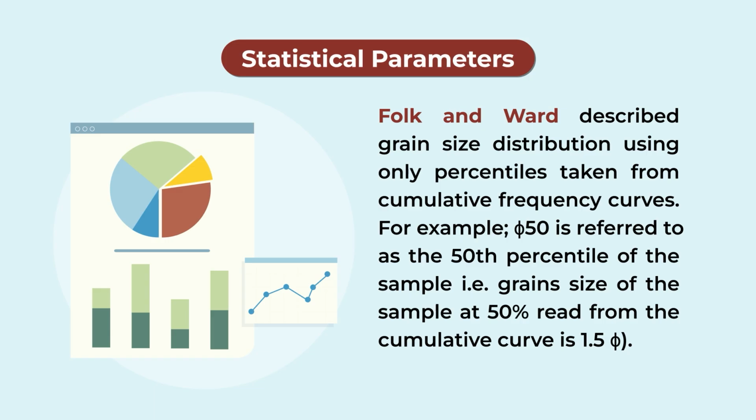The statistical parameters are given by Folk and Ward. They describe the grain size distribution using only percentiles taken from the cumulative frequency curve. For example, phi50 is referred to as the 50th percentile of the sample. That is, the grain size of the sample at 50%, read from the cumulative curve, is 1.55.